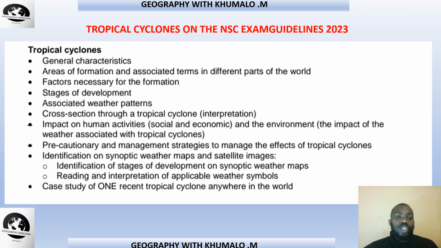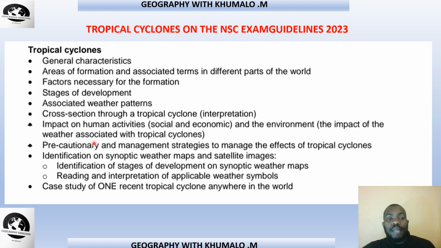Now, on the tropical cyclone, grade 12, you must know the general characteristics, the area of formation, and associated terms in different parts of the world. What we call them in different parts of the world. We'll take a look at factors that are necessary for formation. We are going to look at the stages of development. We are going to look at weather patterns associated with a tropical cyclone. We look at the cross section through a tropical cyclone and be able to interpret it.